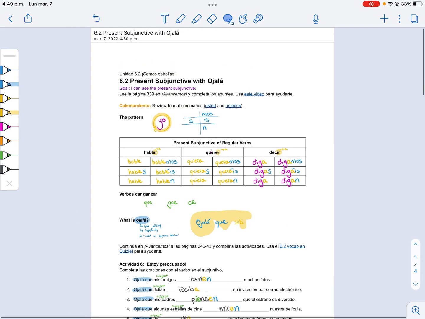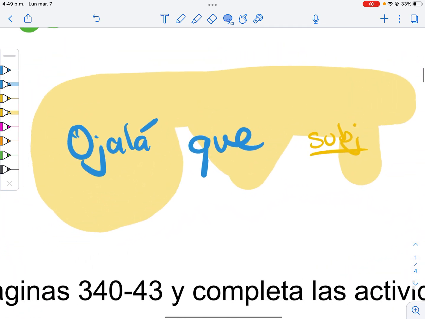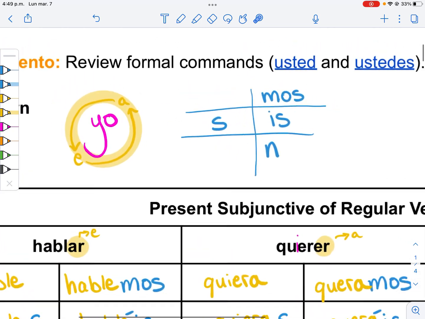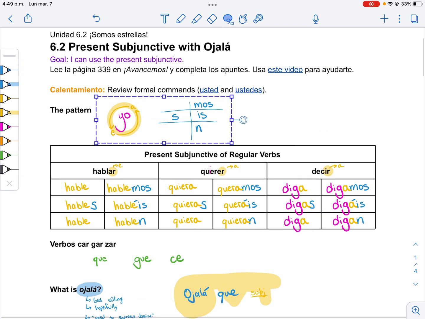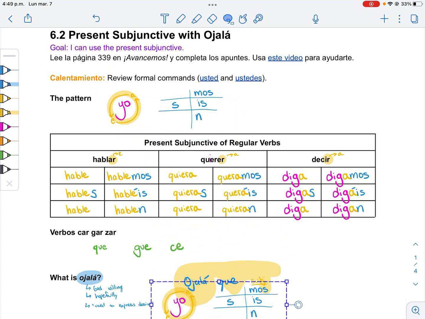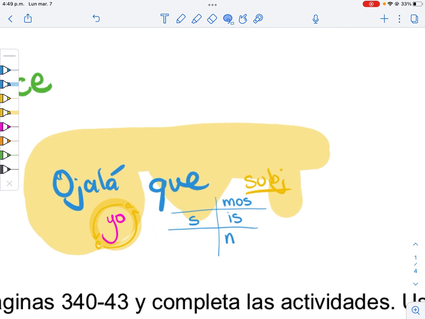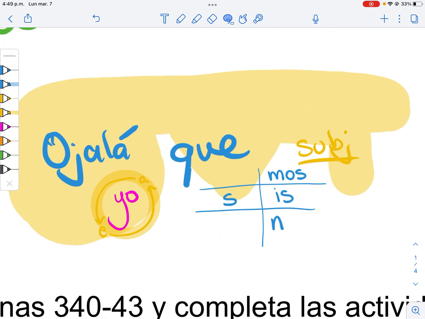Okay, again, your key idea. We start with the phrase ojalá que, followed by the subjunctive tense, and we form the subjunctive with these endings right here. So if you want to put them all in one kind of screenshotable shortcut place, there it is, and have a wonderful time on your homework.